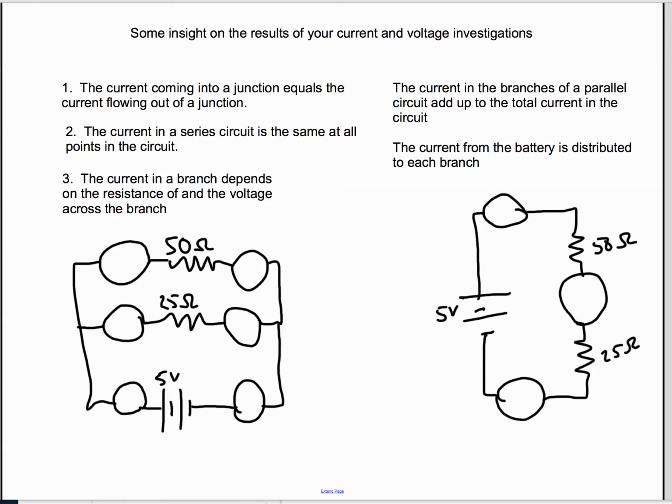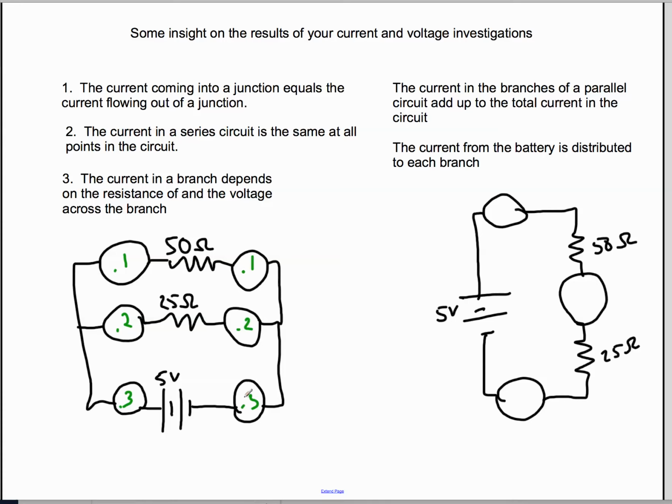In this video, I'm going to try to provide some additional insight into the results of your current and voltage investigations that you carried out both yesterday and on Friday. I want to start with a quick recap of the current experiments that we did. So, pretty typical measurements would have been 0.3 amps there, 0.2 amps, 0.1 amp, and the same over here, like this.